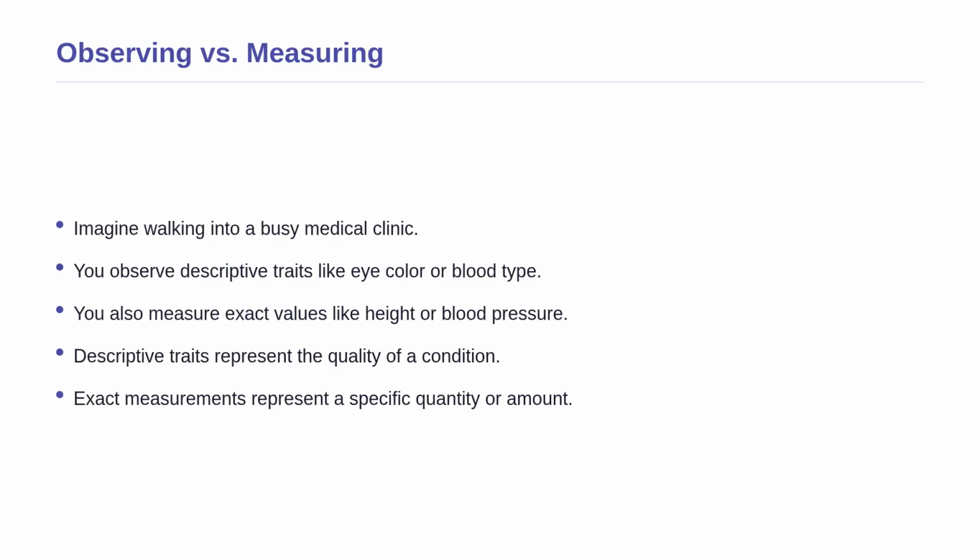To understand the two worlds of data, imagine you are a doctor walking into a busy clinic full of patients. As you interact with them, you gather two very different types of information. First, you notice descriptive traits, like their eye color, their blood type, or whether their pain is mild, moderate, or severe. These labels tell you about the quality of the patient's condition. Second, you use instruments to measure their exact height, weight, or blood pressure. These exact numbers tell you a specific quantity. In biostatistics, we divide all collected information into these two distinct buckets.